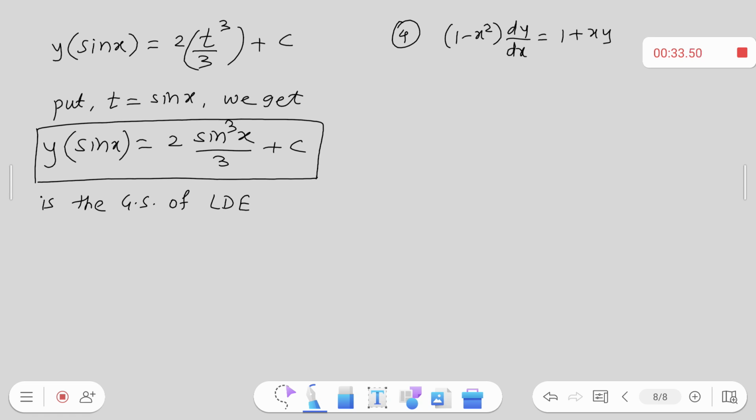Now your differential equation is not in standard form. To convert it into standard, divide throughout by 1 minus x square, the coefficient of dy by dx. So divide throughout by 1 minus x square.